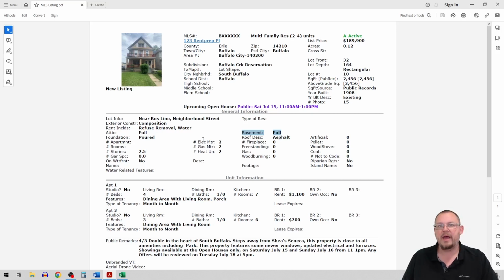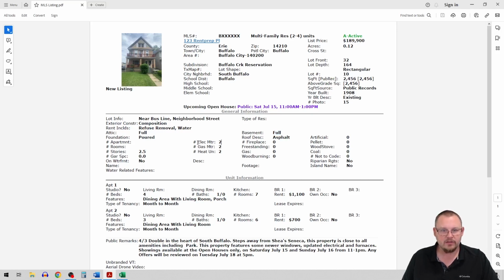I think I've mentioned in the past that I hate seeing crawl spaces because it's just inviting for frozen pipes and things of that nature. I don't like crawl spaces. I prefer a full basement. And that's something that I look at when I go to look at a property in the MLS. Foundation information is always nice to have. The attic information is always nice. But really the basement is the biggest thing that I'm looking for in that little section.